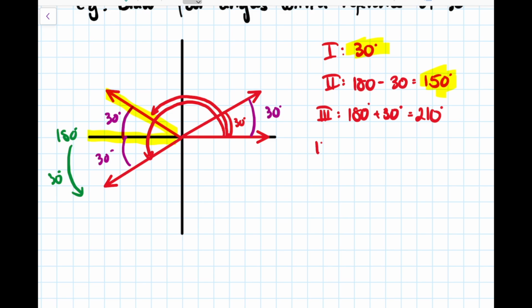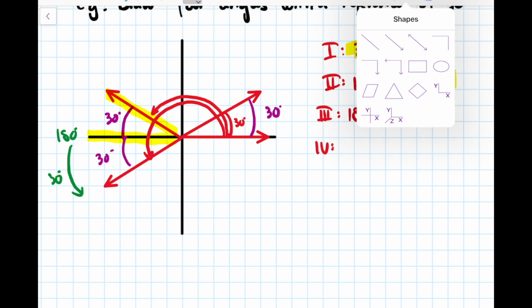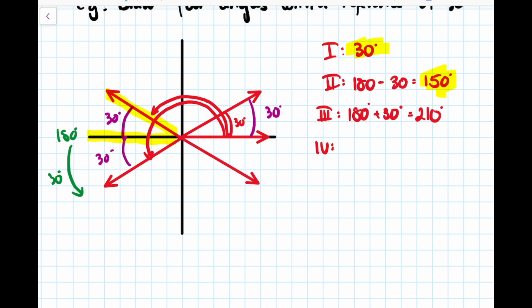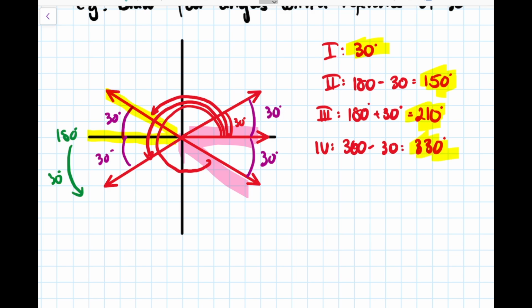And then in quadrant 4, same idea. Here's our 30-degree reference angle, and we're going all the way around this circle to land here. And so our angle in quadrant 4, we're starting at 360, right, which is here, and then we're going backwards 30 to our terminal arm. So it's going to be 360 minus 30 is 330 degrees. And so those 4 angles, 30, 150, 210, and 330, are my 4 angles that have reference angles of 30 degrees.